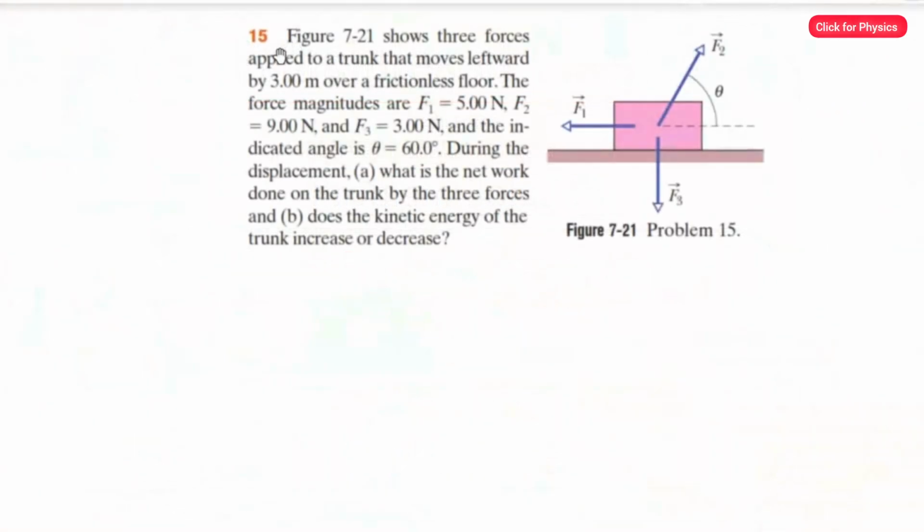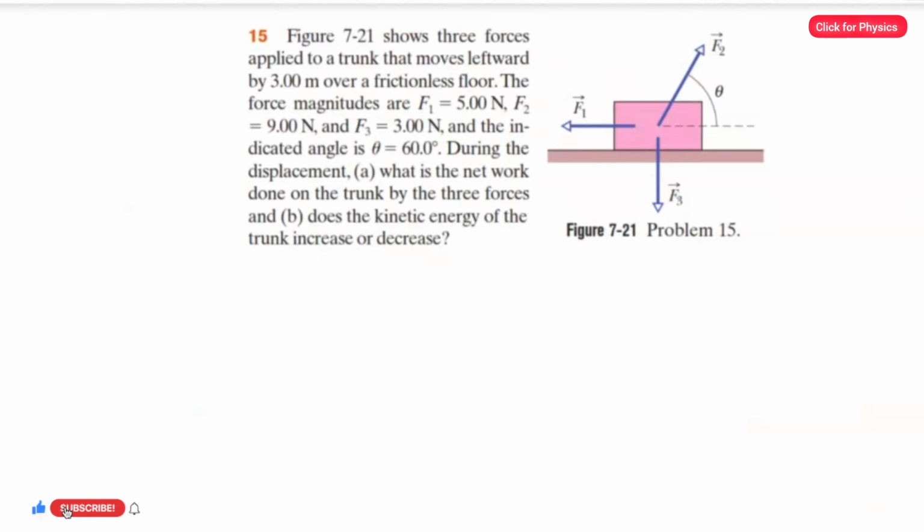Problem number 15. A figure shows three forces applied to a trunk that moves leftward by 3 meters over a frictionless floor. The force magnitudes are F1 equal to 5 Newton, F2 equal to 9 Newton, and F3 equal to 3 Newton, and the indicated angle is theta equal to 60 degree. During the displacement, what is the net work done on the trunk by the three forces? And the second question, does the kinetic energy of the trunk increase or decrease?